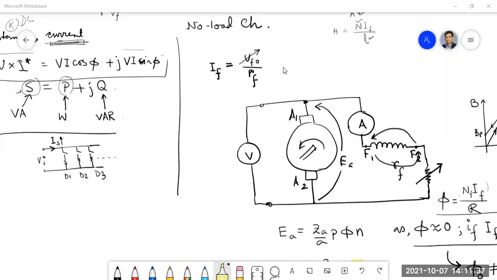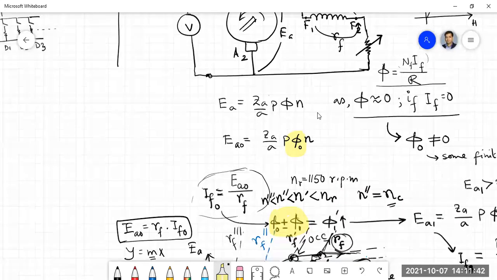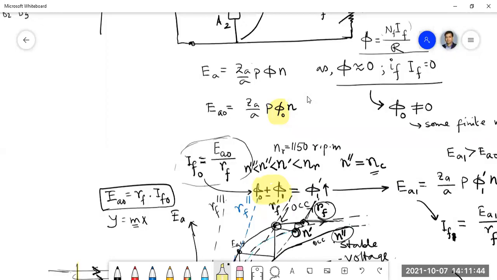Second, the field resistance should be less than the critical field resistance. Speed should be greater than the critical speed. Yes, sir. Greater than the critical speed.